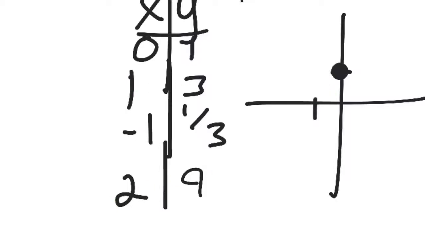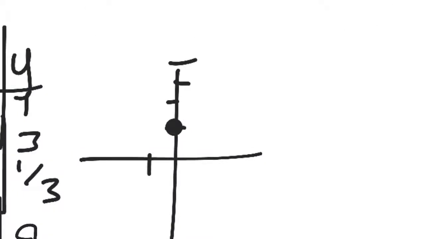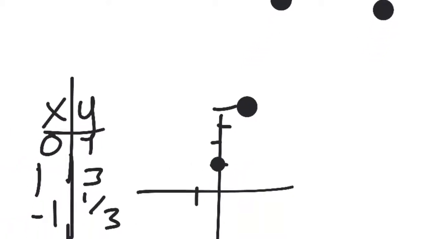1, 3, 2, 9. Those are the easiest dots. Here's 1, 3. Let's make it bigger. 1, 3 is right there. And then 2, 9 is going to be way up here somewhere. And we saw that -1 gave us 1/3, so we know that was pretty low. So this is a rough sketch of our graph, something like that.